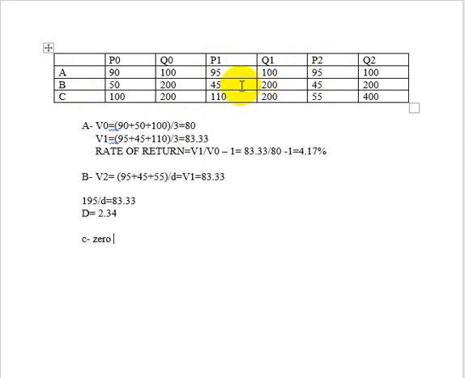Stock B, the price also did not change at 45, while stock C, the price also did not change. But what happened is a split 2 for 1, i.e. the real value for stock C is 2 times 55. 2 times 55 is 110. So 110 minus 110 is also 0. So I don't have a rate of return from period 1 to period 2. The rate of return is 0.